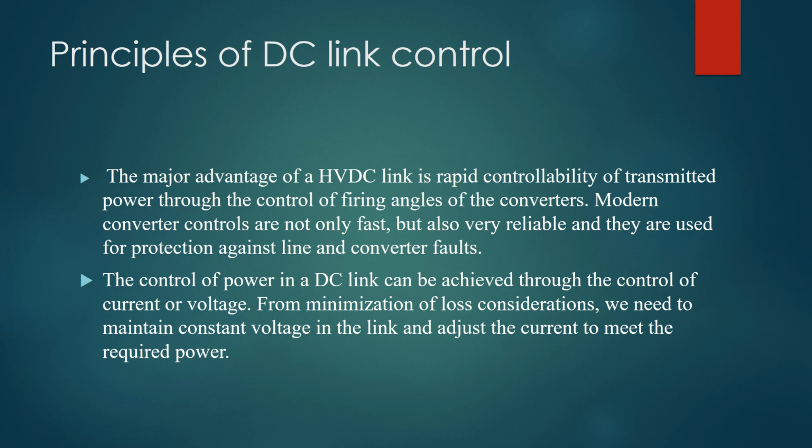The major advantage of HVDC link is rapid controllability of transmitted power through a control of firing angle of the converters. Modern converter controls are not only fast but also very reliable, and they are used for protection against line and converter faults. The control of power in a DC link can be achieved through control of current or voltage. From minimization of loss considerations, we need to maintain constant voltage in the link and adjust the current to meet the required power.